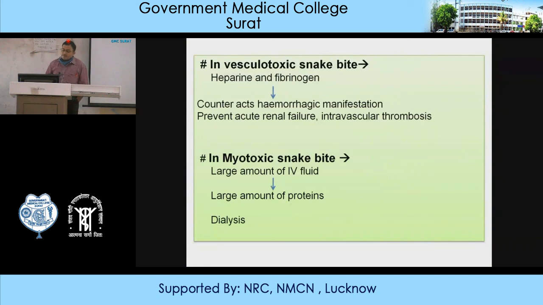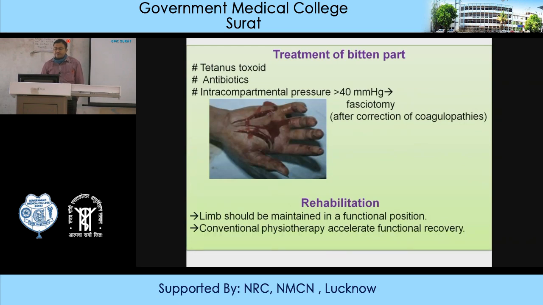In vasculotoxic snake bite, heparin and fibrinogen counteract the hemorrhagic manifestation. In myotoxic snake bite, a large amount of IV fluid, and dialysis. Treatment of the bitten part: tetanus toxoid, antibiotic, intra-compartment pressure. If more than 40 mm mercury, fasciotomy after correction of coagulation. Rehabilitation: the limb should be maintained in a functional position. Conventional physiotherapy accelerates the functional recovery.